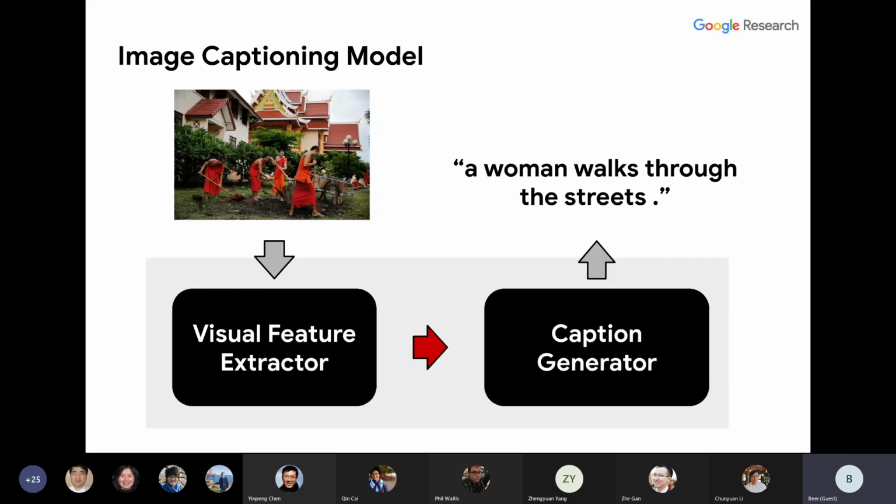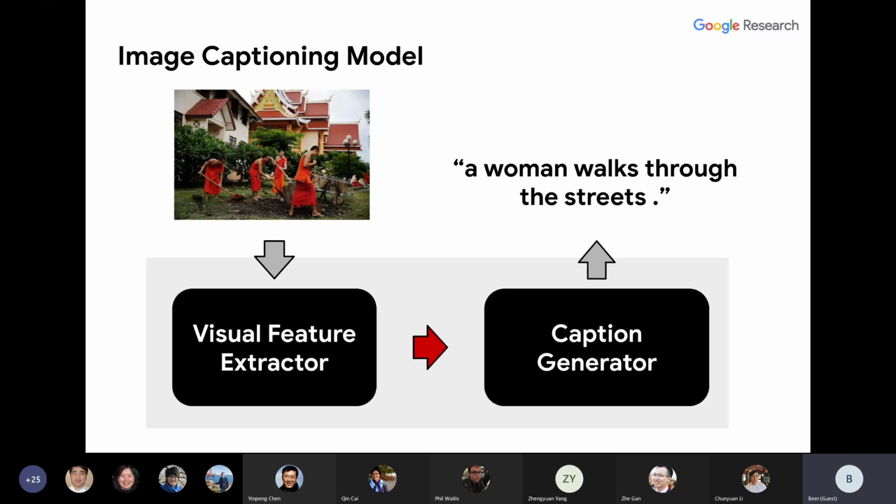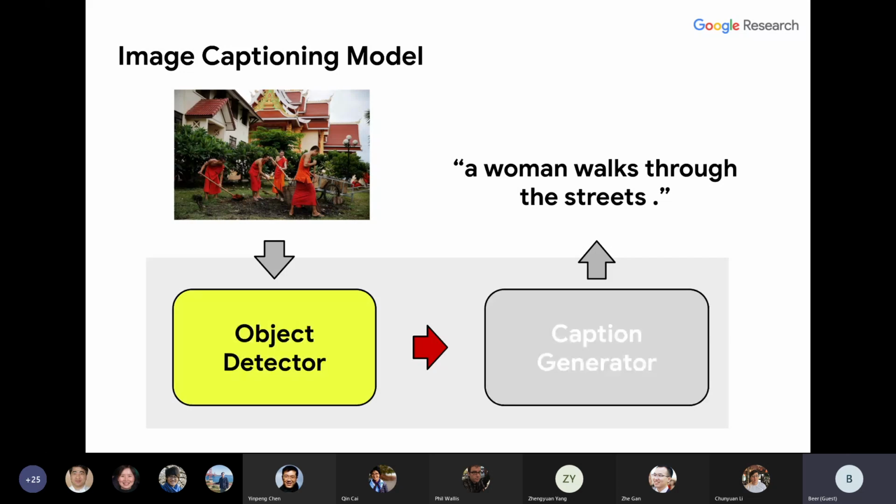Usually, an image captioning model consists of two parts: a visual feature extractor and a caption generator. I don't know, going forward this may become one big thing where you operate everything from pixels. But right now, you still have a visual feature extractor, and in the context of image captioning, this is usually an object detector.